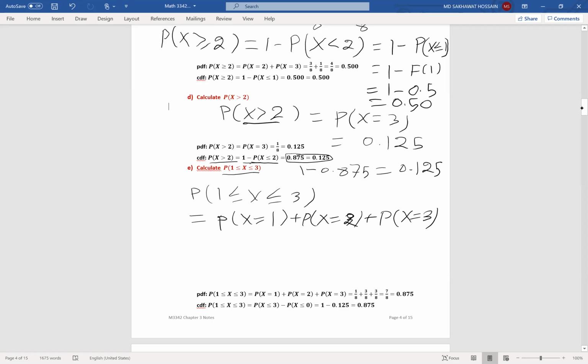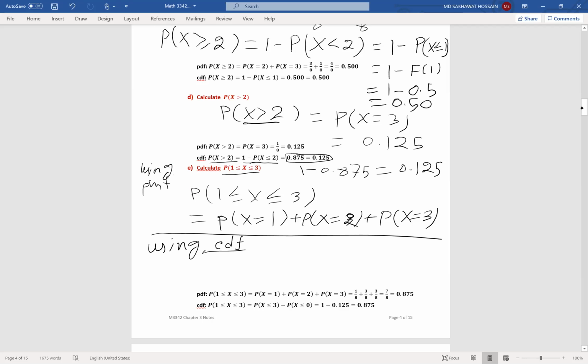Okay, so if you plug in the values and add them together, then you will have 0.875. This is using PMF, and you can also use CDF in this case.